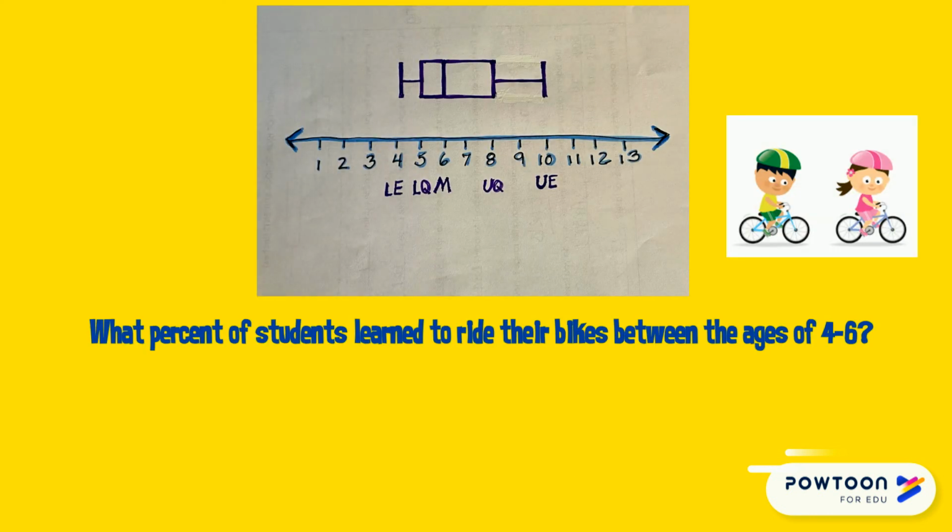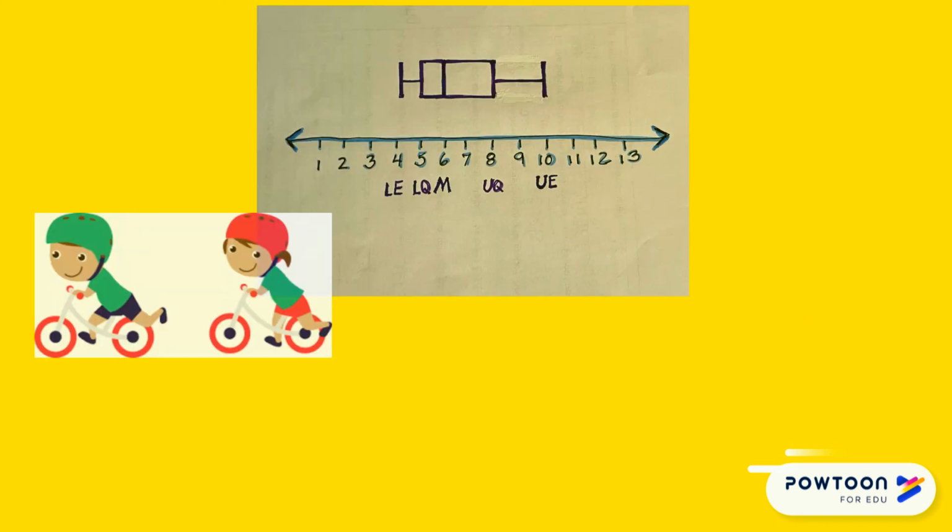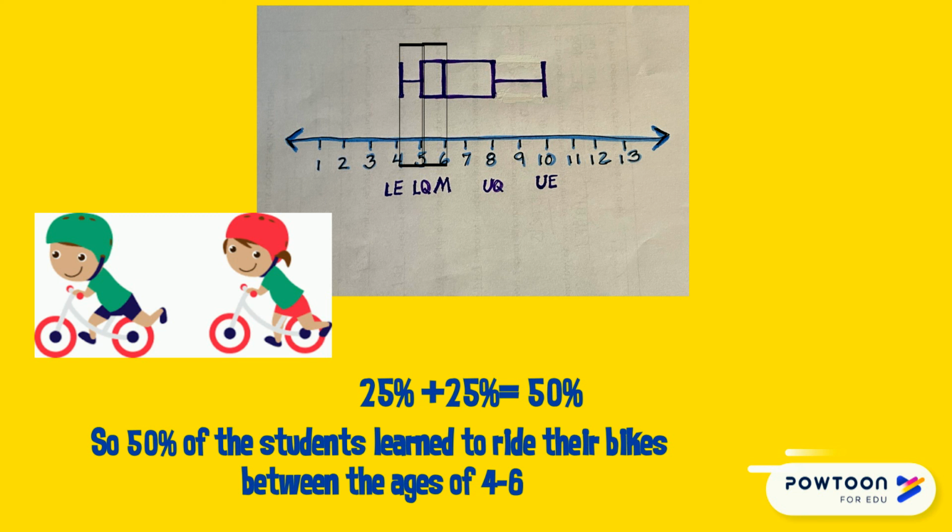What percent of students learn to ride their bikes between the ages of 4 to 6? Well, from ages 4 to 5 is 1 quartile, and from ages 5 to 6 is 1 quartile, and each quartile equals 25%. 25% plus 25% equals 50%. So 50% of the students learn to ride their bikes between the ages of 4 to 6.